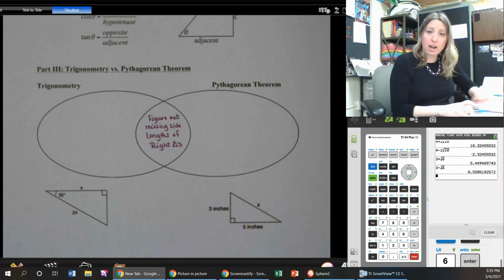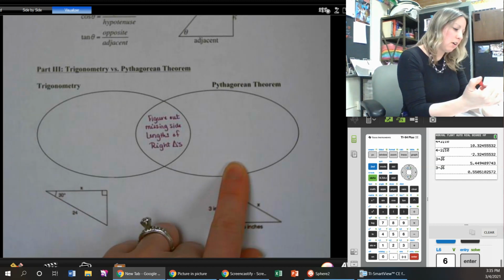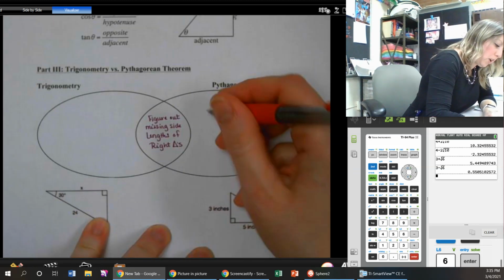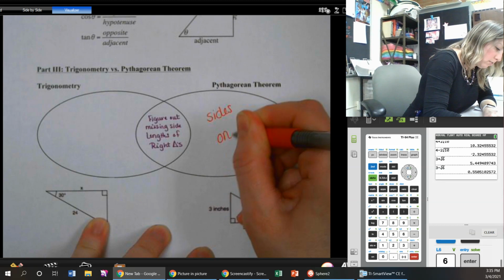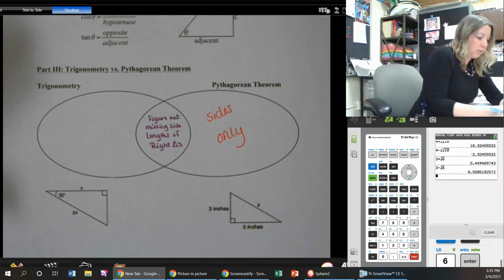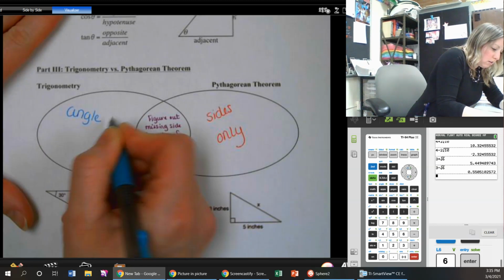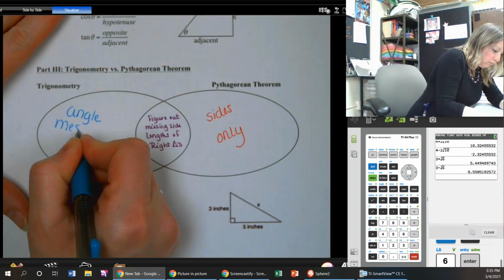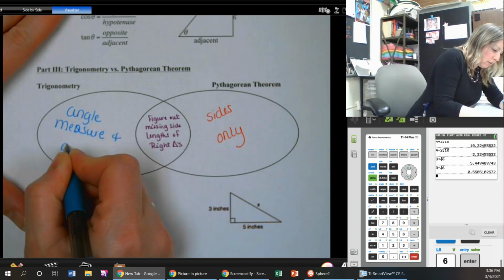What they don't have in common is the Pythagorean theorem deals with sides only, and trigonometry deals with angle measure and a side. Oops, how about I spell measure correctly?